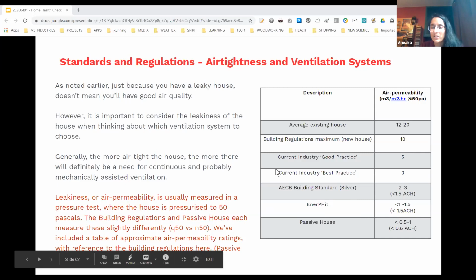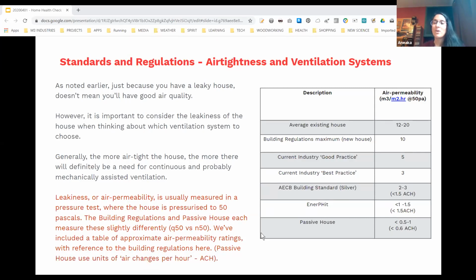The reason I'm bringing all these figures in is that as we look through the different types of systems, you can have a sense of what your home is like and what kind of system may or may not be appropriate to you.